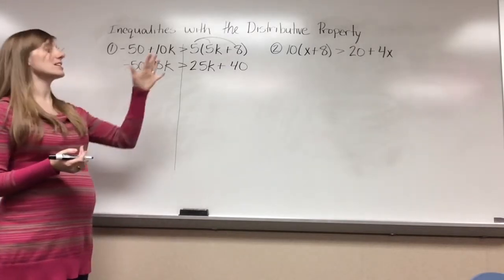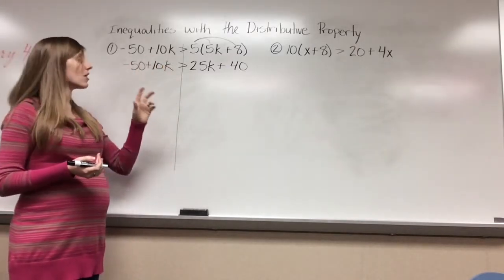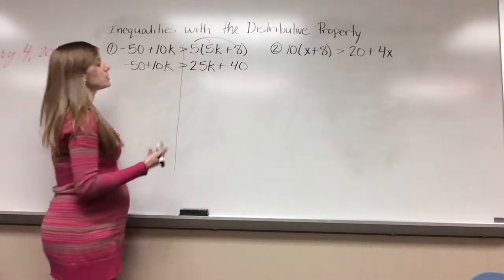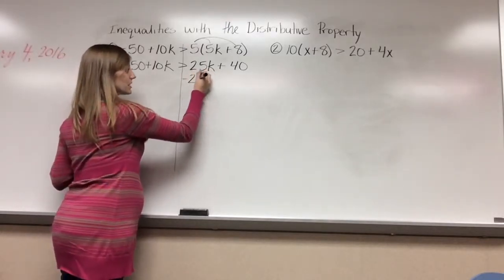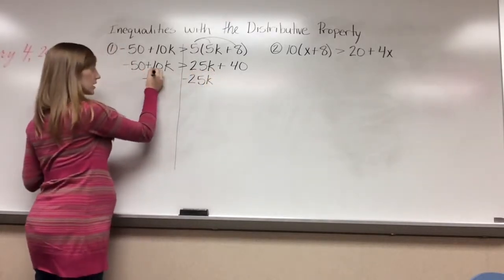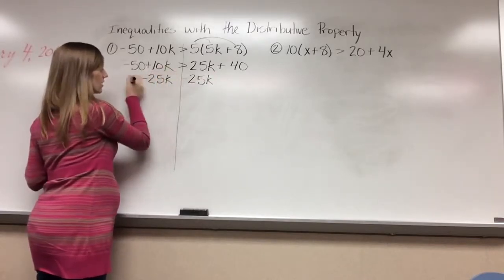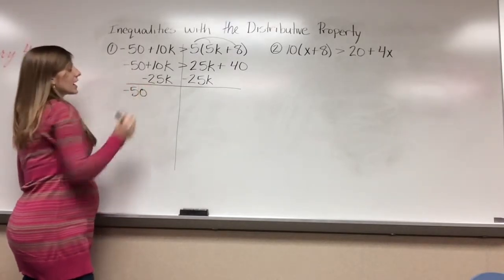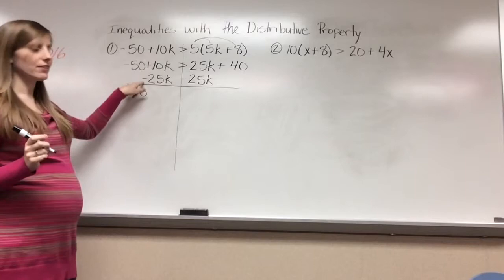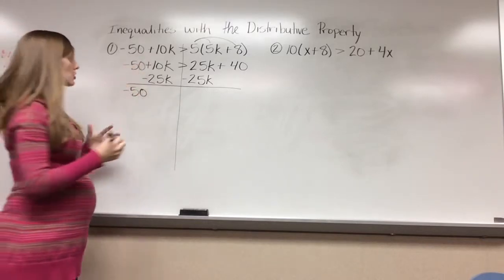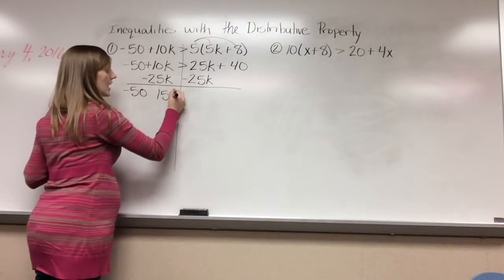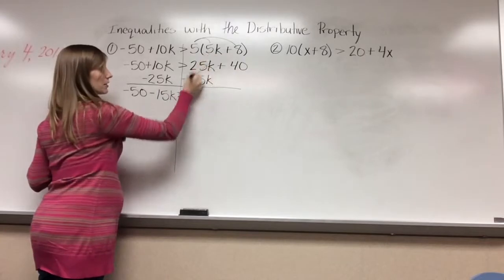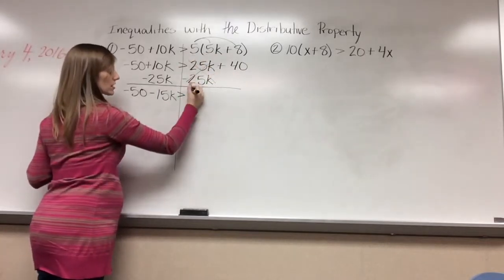So what we need to do is get those letters on the left-hand side. All right, so I want to cancel out that 25k. To cancel out a positive 25k, we just do the opposite. We subtract 25k on both sides, minus 25k. My negative 50 stays the same. Now 10k minus 25k. All right, the signs are different. I do subtract. That gives me 15k, and I keep the sign of the bigger number, so it's negative 15k. Is greater than, keep your inequality sign the same, and your 40 just comes down.